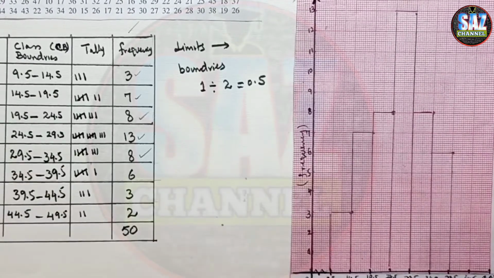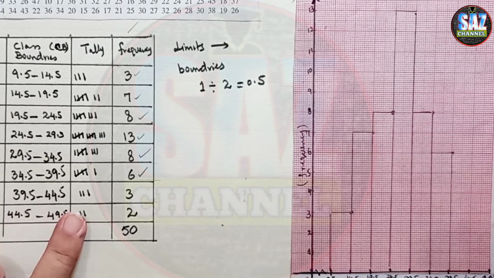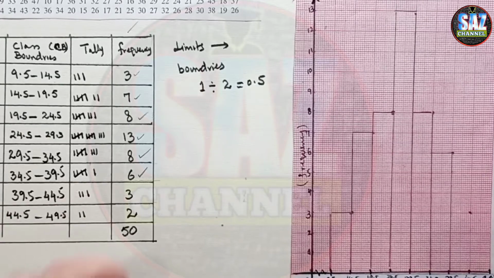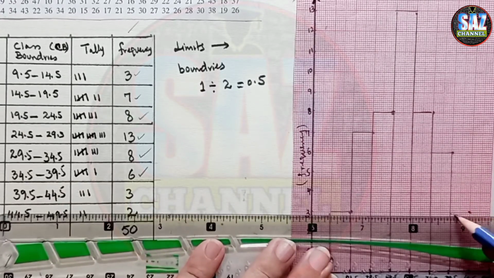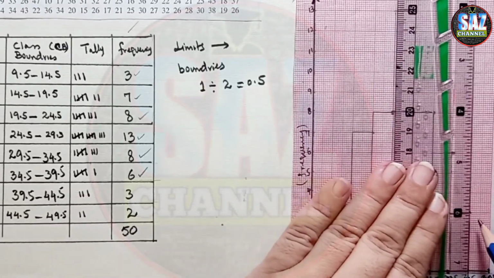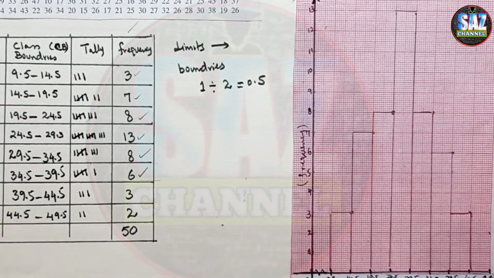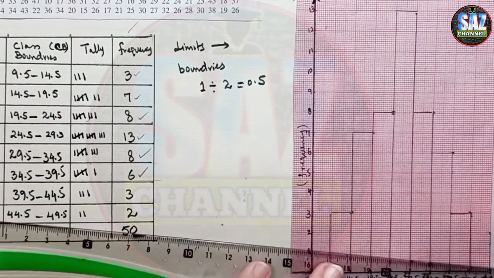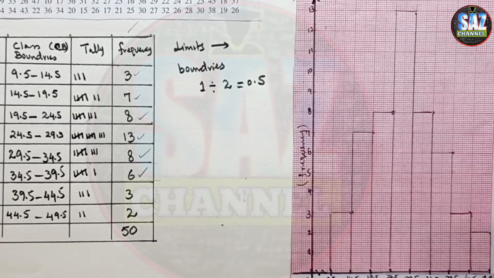Then 6, then 3. 39.5 to 44.5, this is 3. So this will be coming at the same level. These two are coming at the same level. 3, and the last one has the frequency 2. So let me complete my histogram. Such a nice work! Feel happiness while doing geometry work.